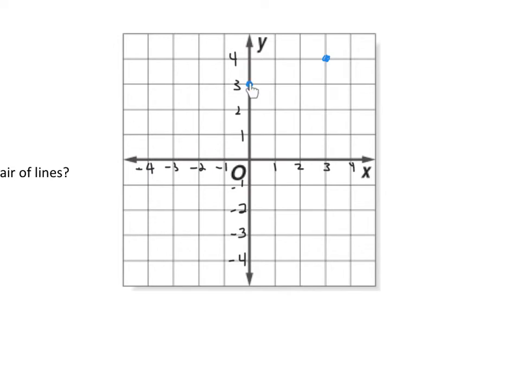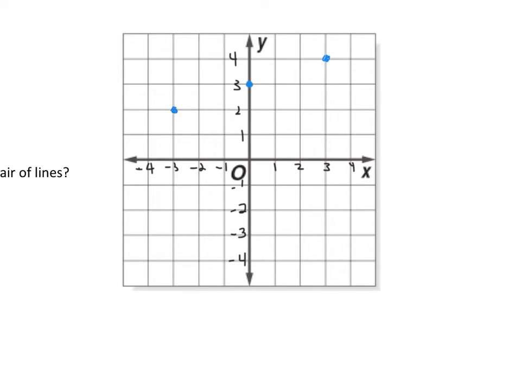So I'm going to go back to my first original point, which was my y-intercept point at 3, and we're going to work backwards. So instead of going 1 unit up, we're going to go the opposite and go 1 unit down. And instead of going 3 units to the right, we're going to move the opposite way and go 3 units to the left. So 1, 2, 3. So that's going to take us to a point of -3 and 2.